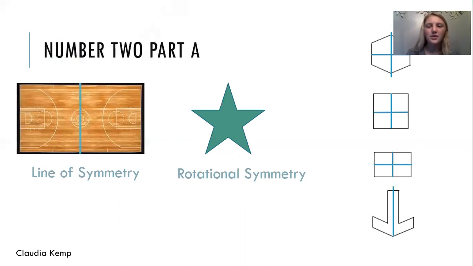Now the fourth shape only has one line of symmetry, but we have to know if it has rotational symmetry or not. The first shape, there's a couple times it rotates that it can be the same. Same goes for the second and the third, the square and the rectangle. The fourth shape, however, has to make a 360-degree rotation before it looks the same. Therefore, it has no rotational symmetry.